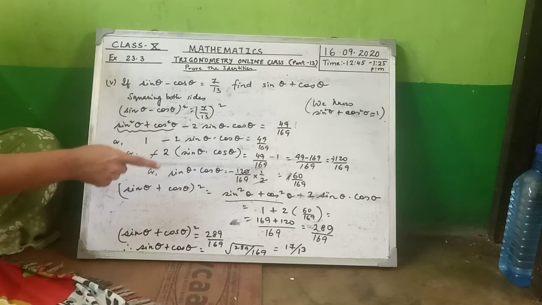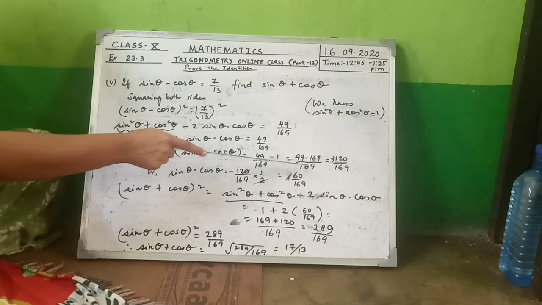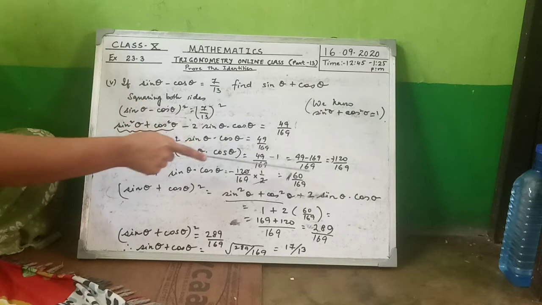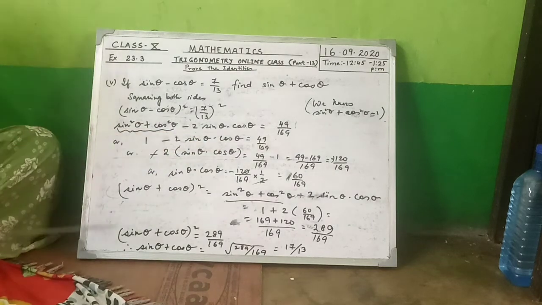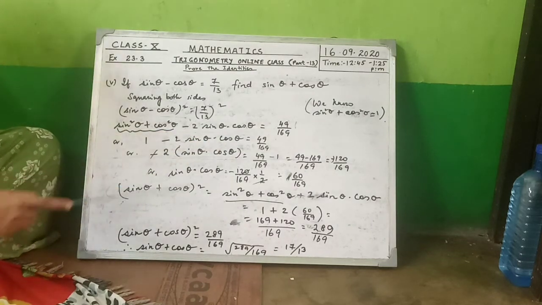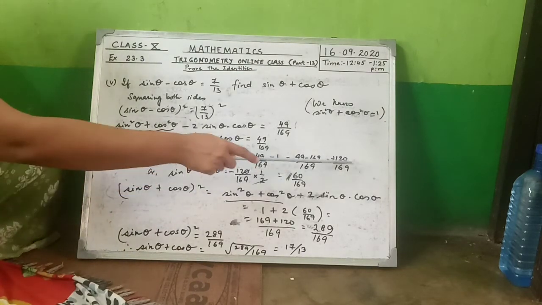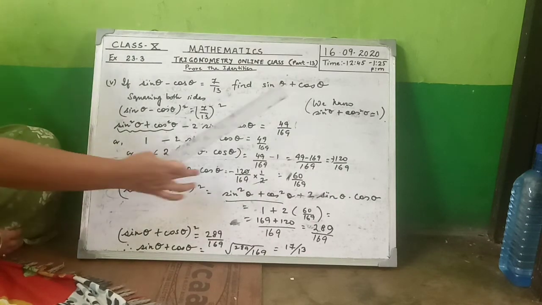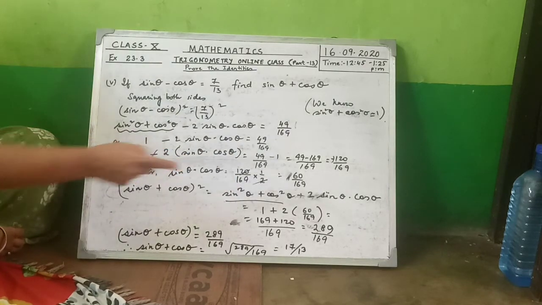So 49 by 169 minus 1. Take the LCM, the denominator will be 169. 49 minus 169 is equal to minus 120 by 169. So minus gets cancelled on both sides and we get 2 sin theta into cos theta is equal to 120 by 169. Sin theta into cos theta is 120 by 169 divided by 2, so you will get 60 by 169.